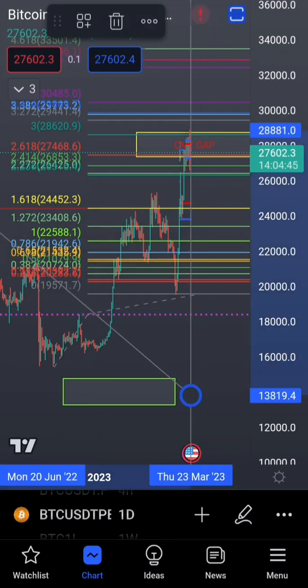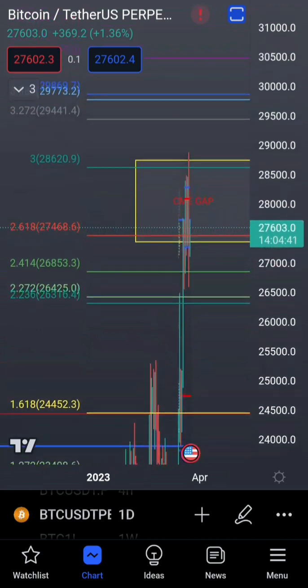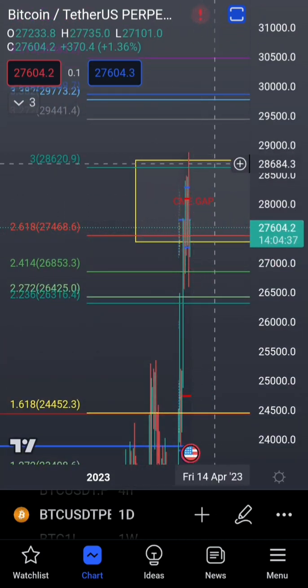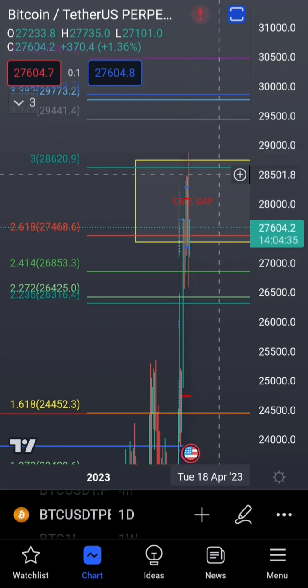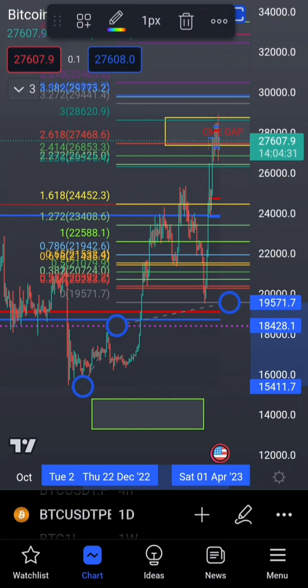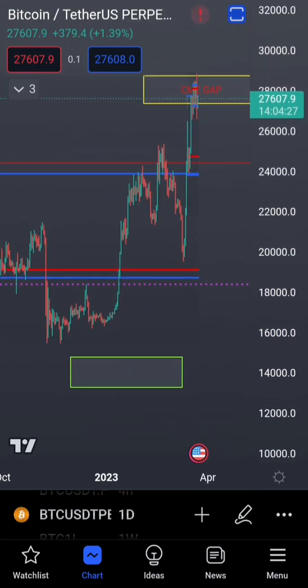Well, we've gone all the way up to the 2.618 over here, you can see, and we've exceeded it. We came all the way to the 3 fib trend-based fib extension. Now this move up could be completed as a 5-wave move up. Otherwise, it may be coming lower.